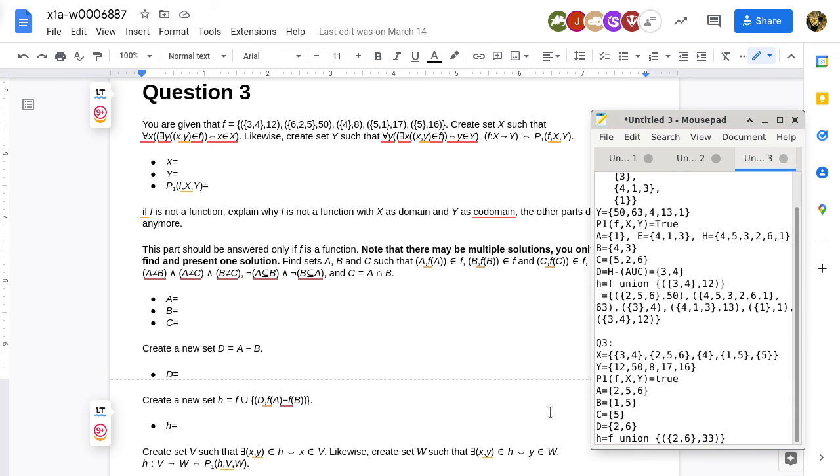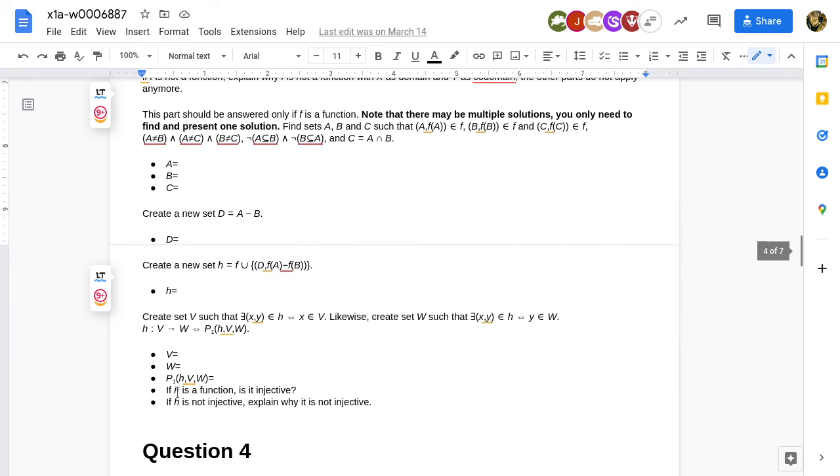So the answer is: if H is a function, it is. Is it injective? The answer is yes, it is injective.